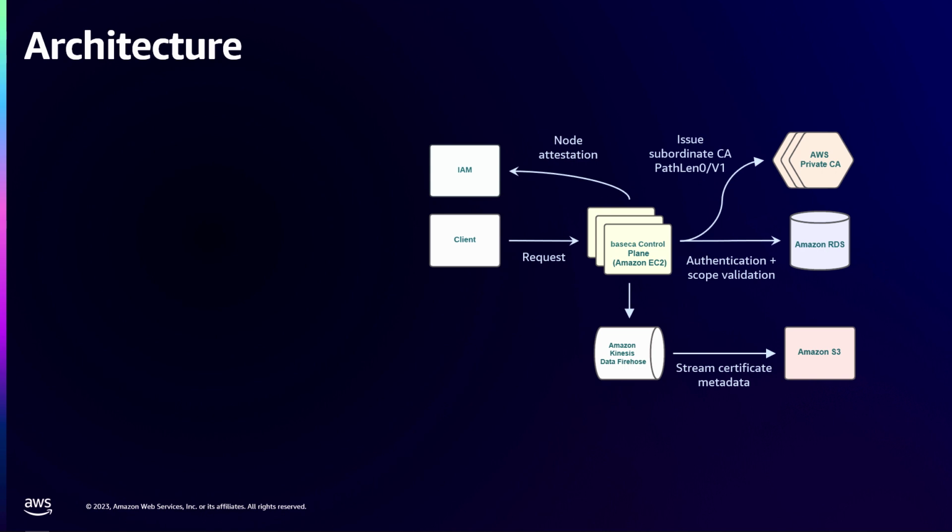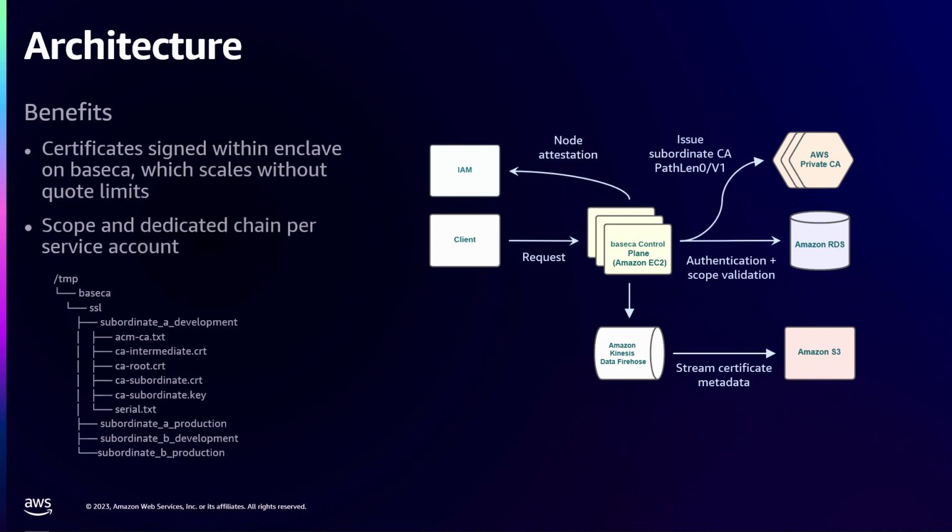So we actually maintain this data and the metadata, stream it through Kinesis Firehose and store it in S3. So in case you need to perform any revocation in the future, we have a mapping that you can search through Athena or whatever other platform you want to.